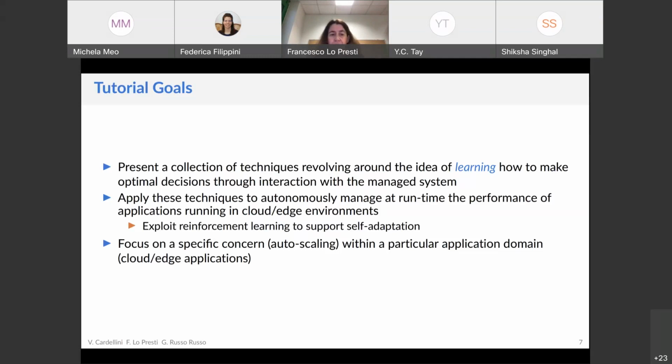Our focus during the tutorial will be on a specific concern, a specific task that allows us to optimize the application at runtime, which is auto scaling. That means that we can scale out or scale in the number of replicas that each component of our application is using. And we will focus, as I already said, on a particular application domain, which is, of course, related to cloud and edge applications.